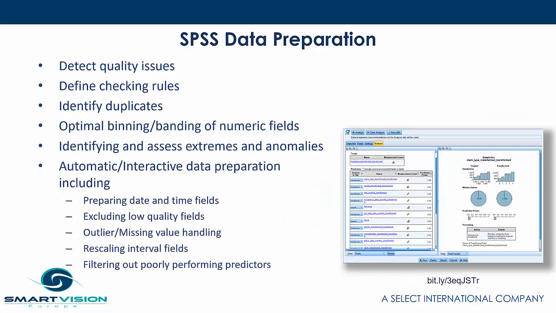So the sorts of things you'd expect to be able to do with the data preparation module is to detect quality issues, define your own checking rules, identify duplicates. There's something called optimal binning, which is a kind of a smarter way to band numeric variables together. It also allows you to assess extremes and anomalies, and it does things like preparing date and time fields, or excluding low quality fields, or rescaling intervals, or filtering out poorly performing predictors that you might use in a predictive algorithm.